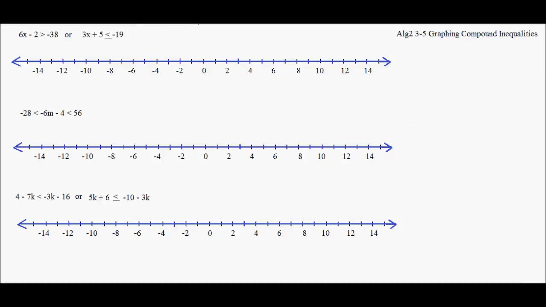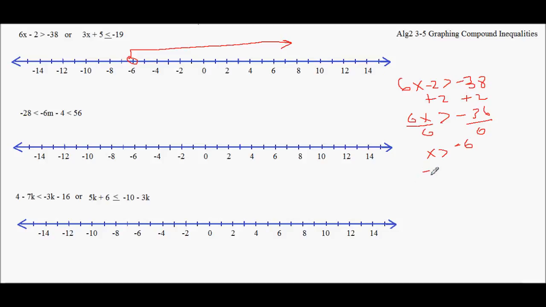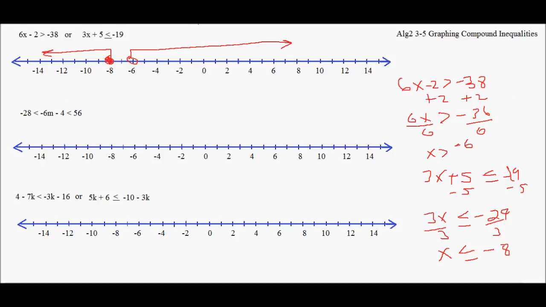So let's do the first one. 6x minus 2 is greater than -38. So I'm going to add 2 to both sides, and I get 6x is greater than -36, divided by 6, and I get x is greater than -6, looks like that. And then I get 3x plus 5 is less than or equal to -19. And I'm going to subtract 5 from both sides, and I get 3x is less than or equal to -24. And I divide by 3, and I get x is less than or equal to -8. There's -8, less than or equal to, I fill it in. It looks like that. One done.